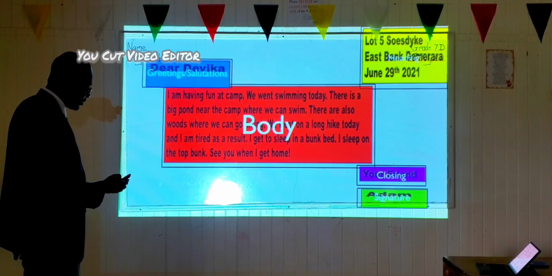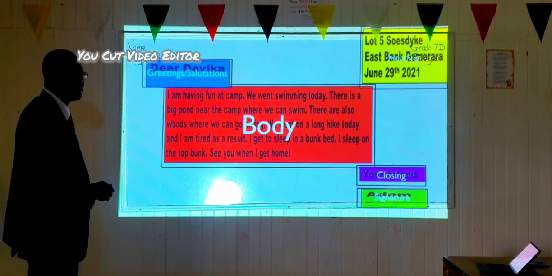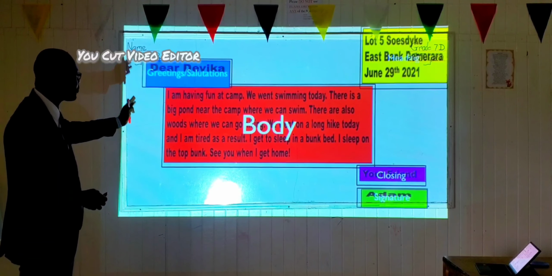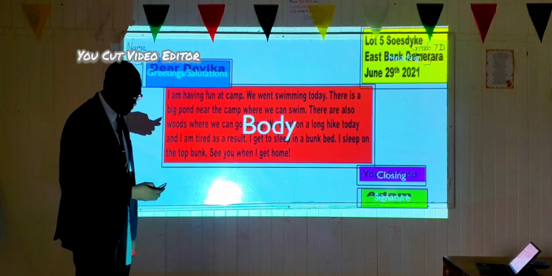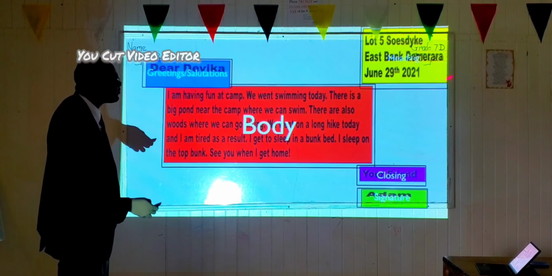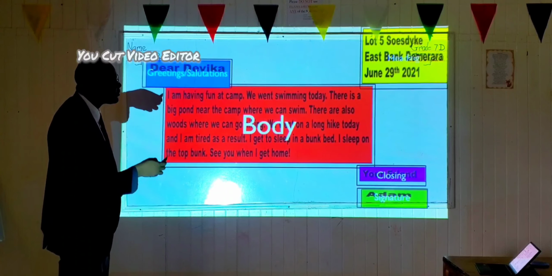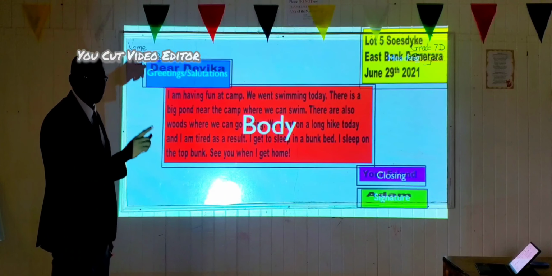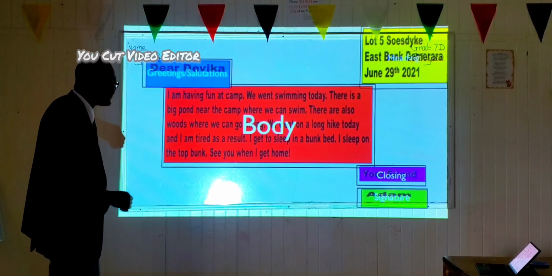So she has for the signature, it says, Dear Devika. Is this correct, class? Yes, because we said in the greetings or the salutation section, this is where you put Dear whomever it is you're writing to. Now let's take a look at her heading. The heading at the top there, it says Lot 5, Soesdijk, East Bank, Demerara, 29th of June 2021. Is this correct? Yes, because we said it is the heading that we place exactly your address and the date.